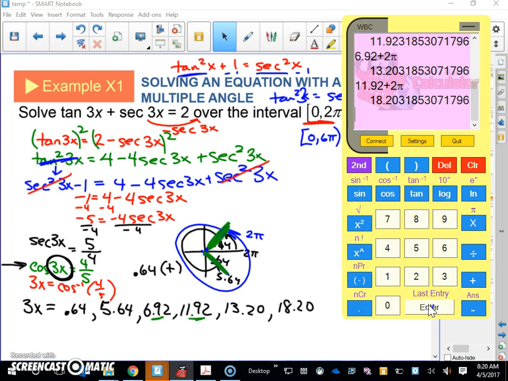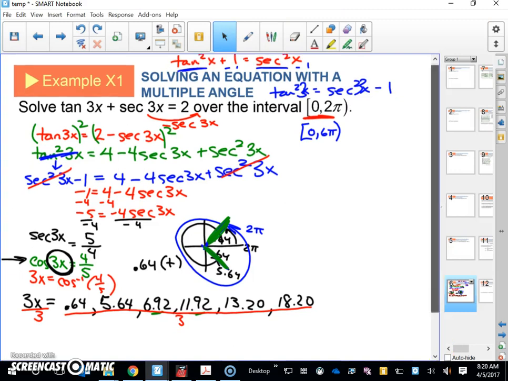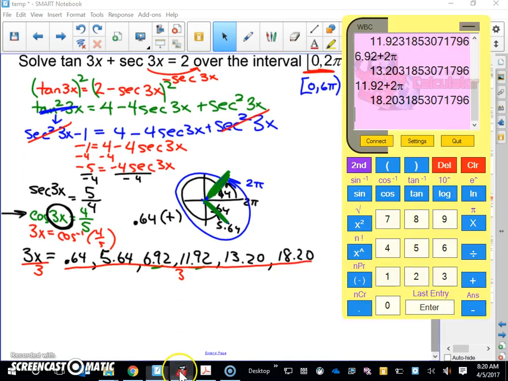We've gone around 3 times, but we still haven't isolated x. The last step is always isolate x. We're going to divide by 3 to isolate x. So divide everything by 3. So 0.64 divided by 3 and 5.64 divided by 3.